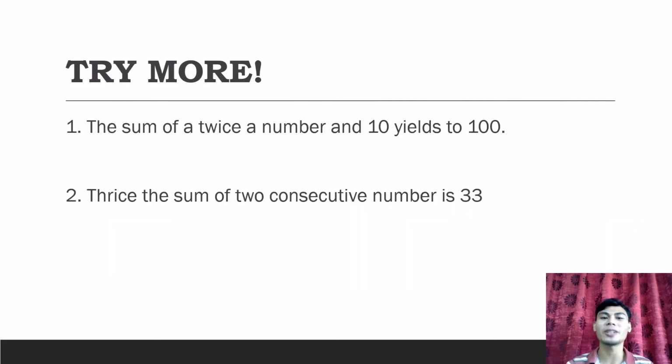Now, let's try more. Here, the sum of twice a number and 10 yields to 100. The sum daw. So, meaning we are adding. Diba? The sum of 5 and 2 is 5 plus 2. The sum of 10 and 20 is 10 plus 20. Ganyan. The sum of twice a number and 10.